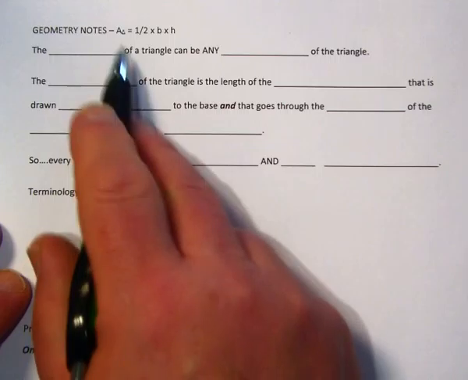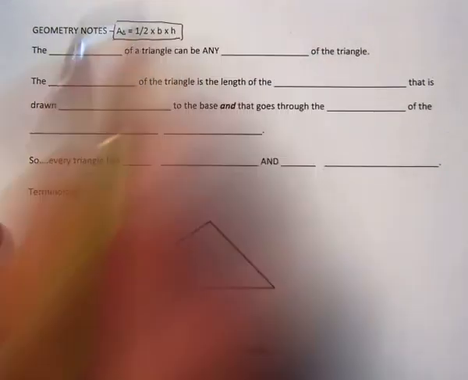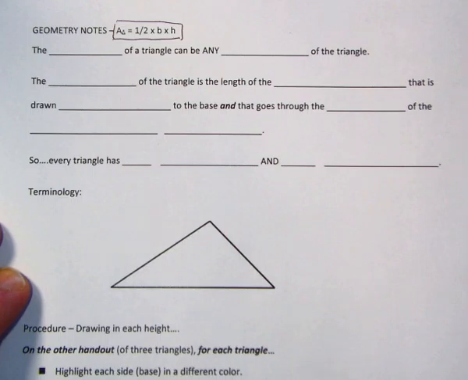So first of all, some terminology. We're going to spend almost the entire time today talking about this formula: the area of a triangle is equal to 1/2 the base times the height. So here's some introductory notes.